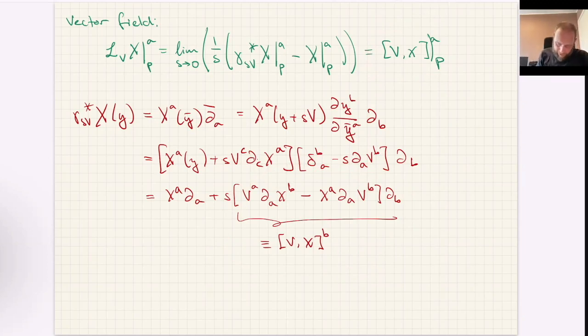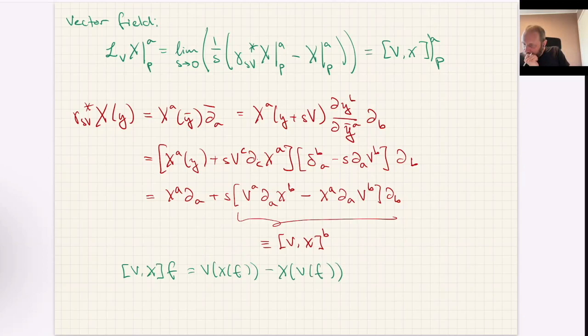Let's just note also that if we act with this, so this is a vector, right? If we act with this on f, that's the same thing as taking the difference of first acting on f with X, which gives you a new function that you can act on with V, and taking the difference of that with doing the opposite. So X acting on V of f. Okay, so that's the vector field.